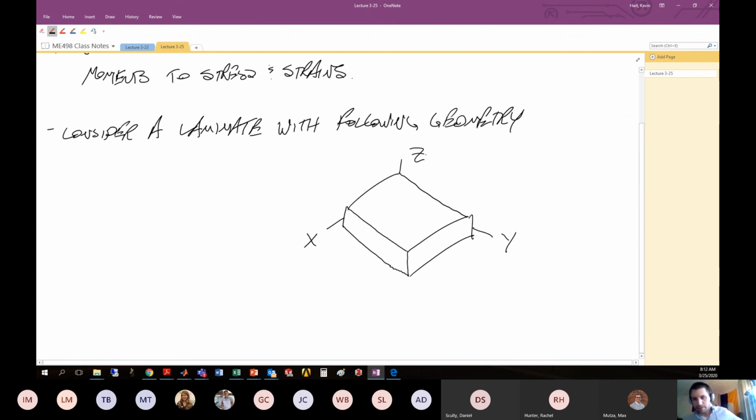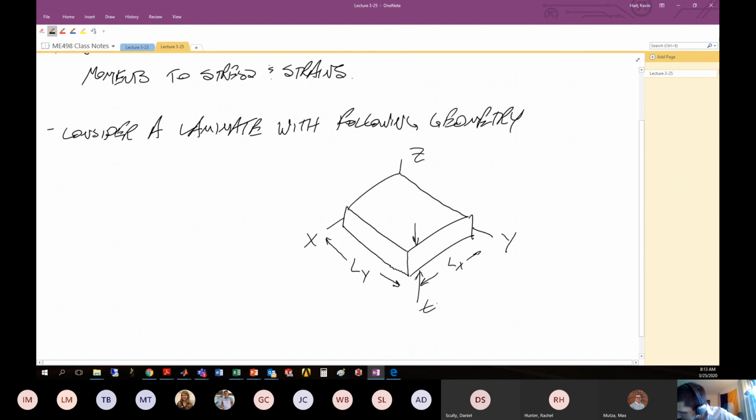When I go through the next derivation for this class, we're going to define some geometric parameters of this particular laminate, namely the dimensions of this laminate. Here, let's call this the length in the y direction. We'll call this the length in the x. And also generally the thickness of this particular laminate.